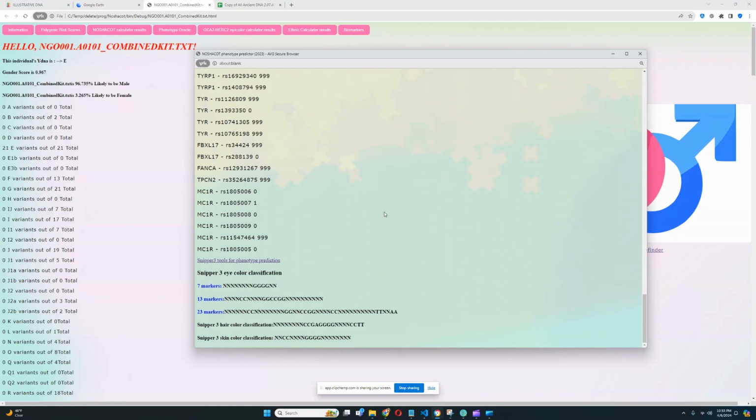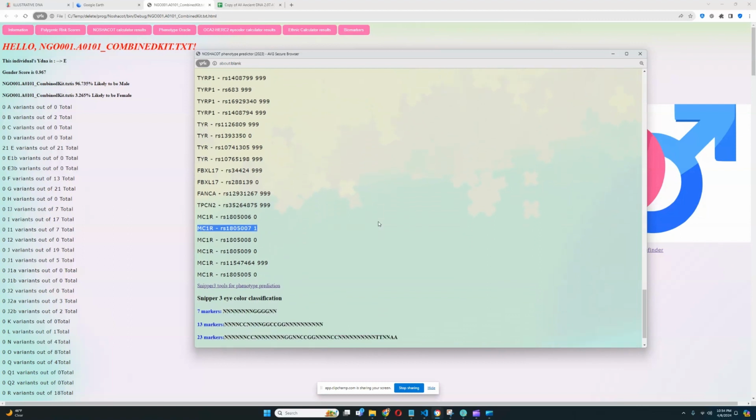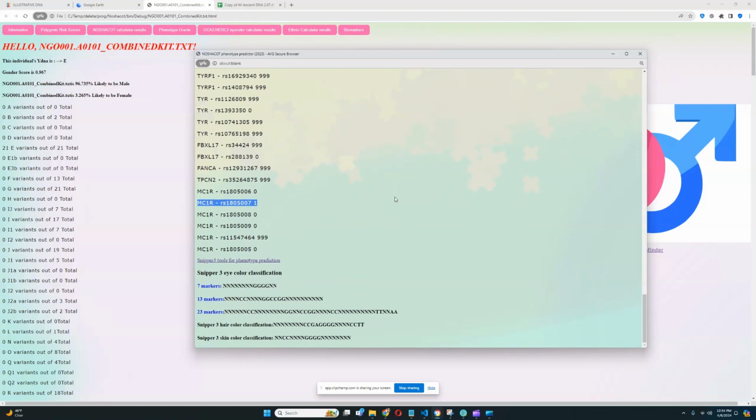But for the most part, it's a very dark color individual. Wait a second. No. Wait a second. That's crazy. Okay. This is crazy. So he actually has one of the light color variants in MC1R. That's really ridiculous. That's insane. So he actually has one variant for ginger hair in MC1R. Really, really unusual. I was not expecting to see this.